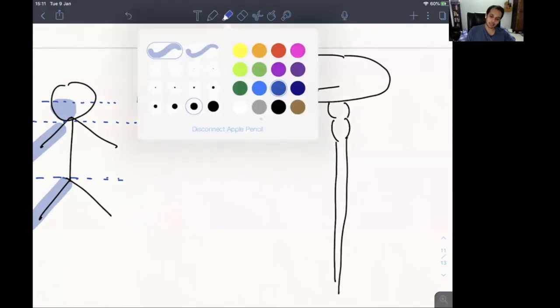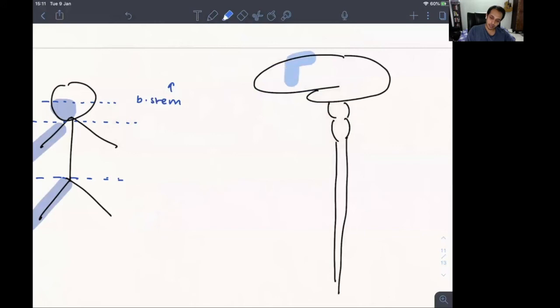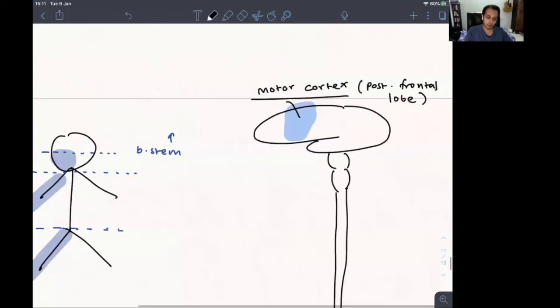Now, this is the motor cortex. And the motor cortex is actually in the posterior part of the frontal lobe. So motor cortex is actually part of the frontal lobe. Now, if you remember, we have discussed that frontal lobe is in the anterior part of the brain. It is the anterior lobe, and the motor cortex sort of lies right between the frontal lobe and the parietal lobe. So this is the parietal lobe.